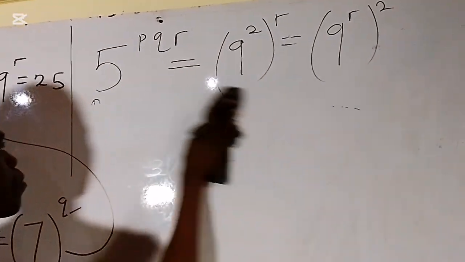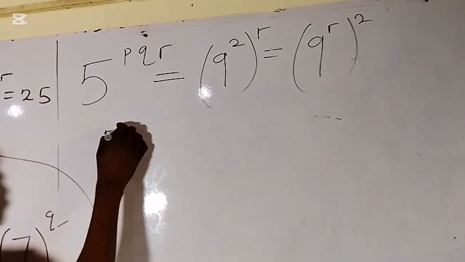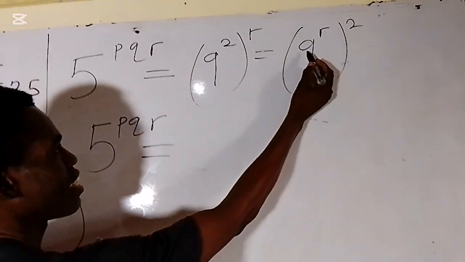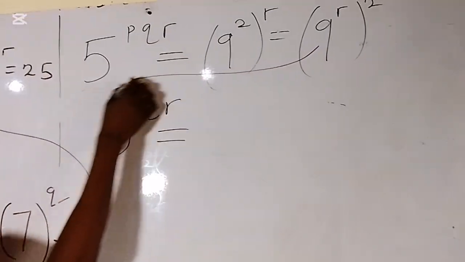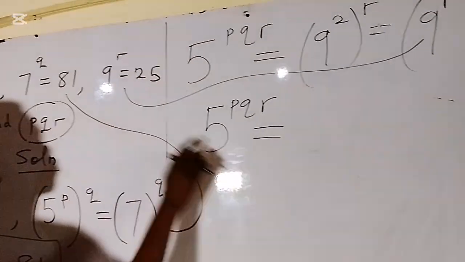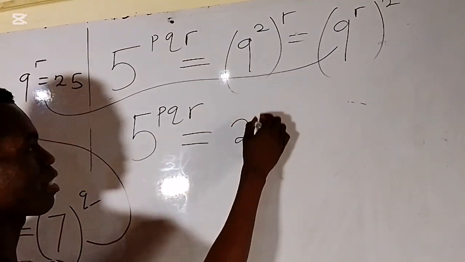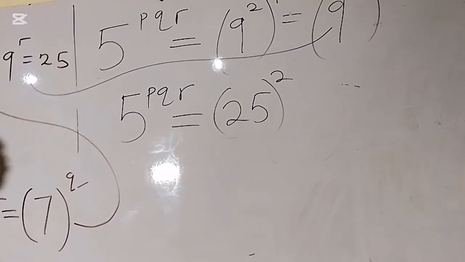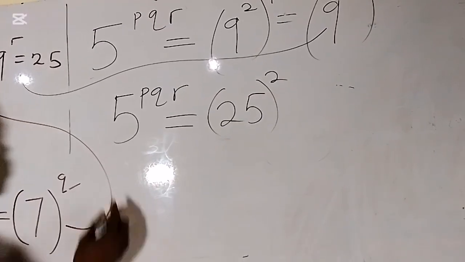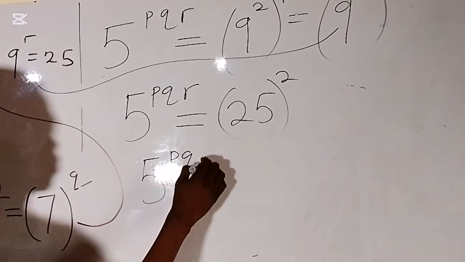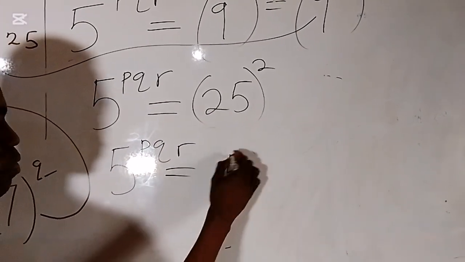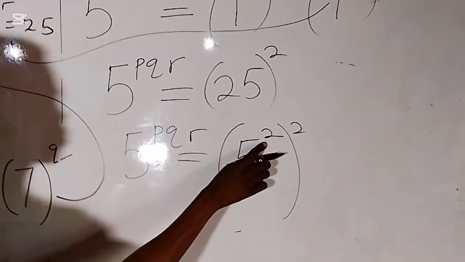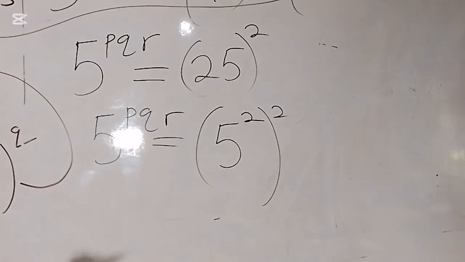So let me clear this off for space. So what I have now is 5 raised to the power pqr is equal to, what is this? Now, do you remember that 9 raised to the power r is actually 25? So I can remove 9 raised to the power r and put 25 here. Can you see? Then squared. Now, 25 can be written in base 5. So this is 5 raised to the power pqr. What is 25? 5 raised to the power 2, then all raised to the power 2. Remember, 5 squared is 25.